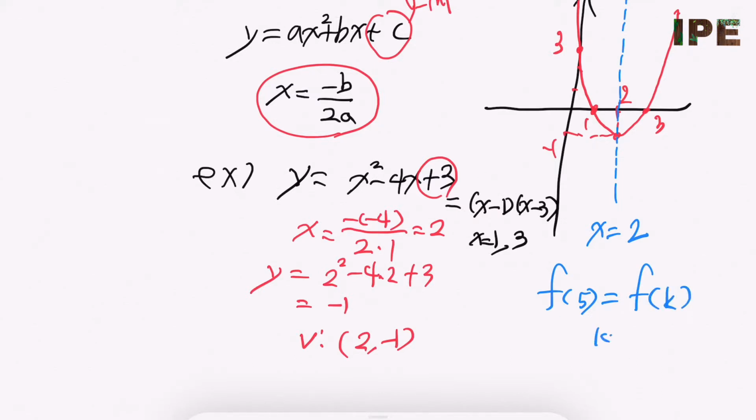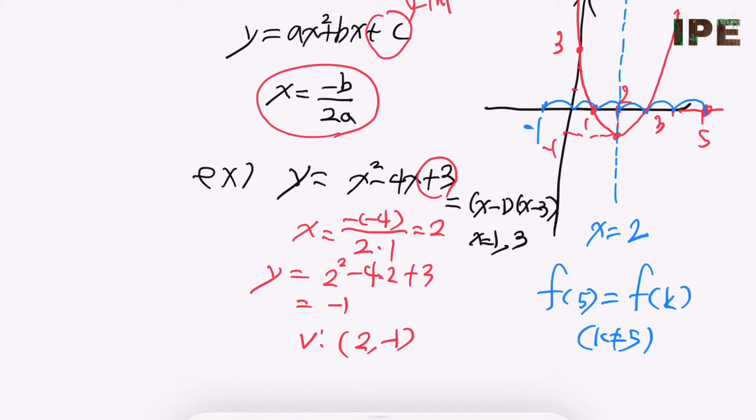Then but k is not 5. What is k? f of 5 should be equal to f of k. Where is 5? 5 is here, that point. How many units far from the symmetry? From 2 to 5, what's the distance? 3 units far from the line of symmetry, right? So go the other side 3 units. 1, 2, 3 units. That point is going to be negative 1, right?